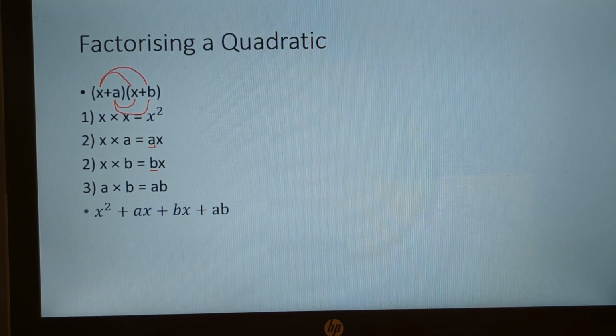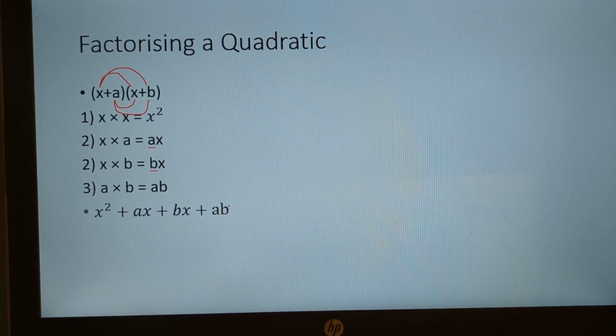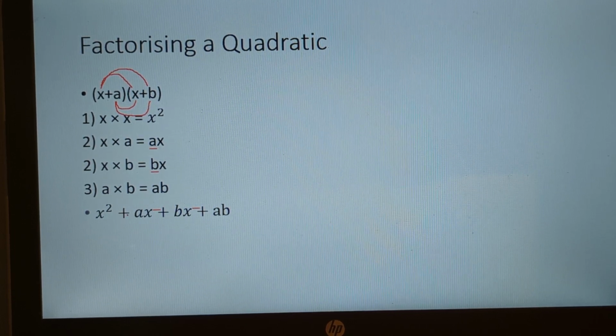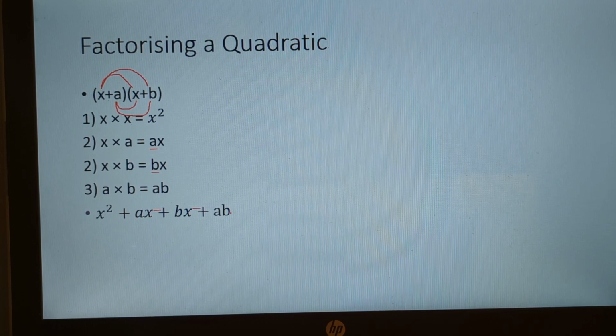So if we have this in quadratic form, we have x squared plus ax plus bx plus ab. Now because this ax and bx both have an x of the same power, it means that you can actually add them together, and because a and b are values, we can do this later on.